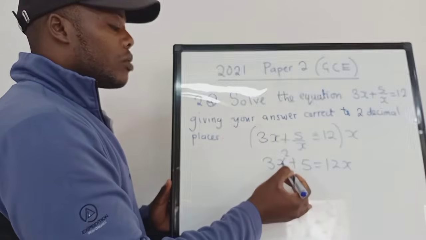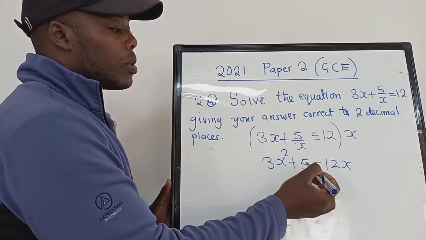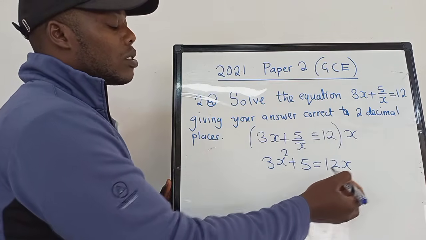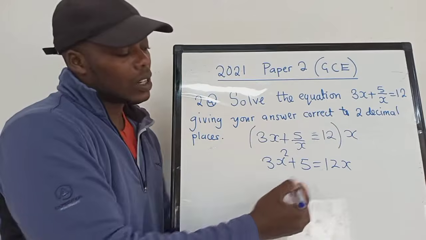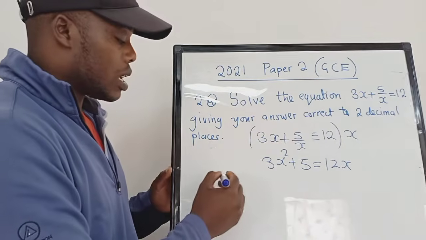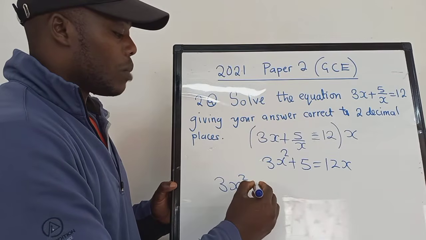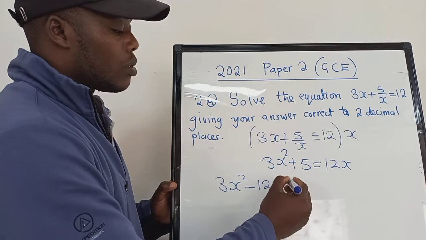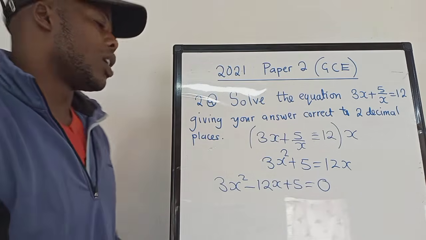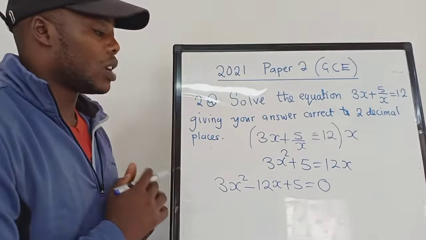This x and x will give us x squared. This x and this one will cancel, so we'll just remain with the 5. Where there is 12, when you multiply by x, you just remain with the x. So if you can see nicely, this looks like a quadratic equation. Now we need to put it in standard form. So we have 3x squared minus 12x plus 5 is equal to 0. Now I think you can see the quadratic equation.